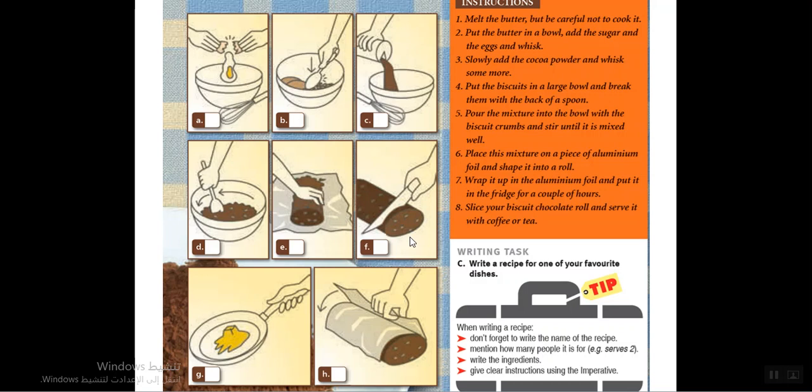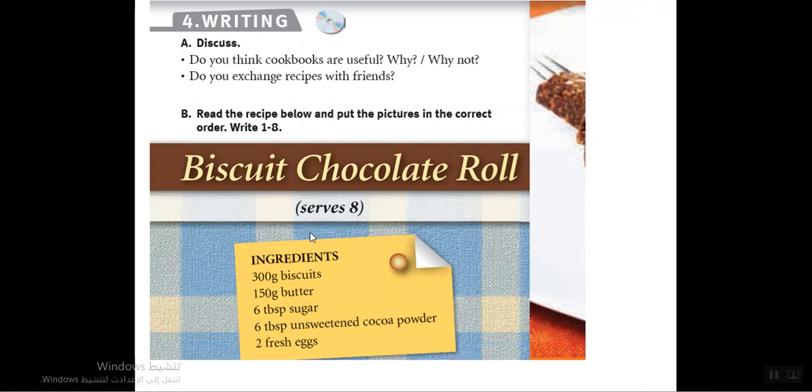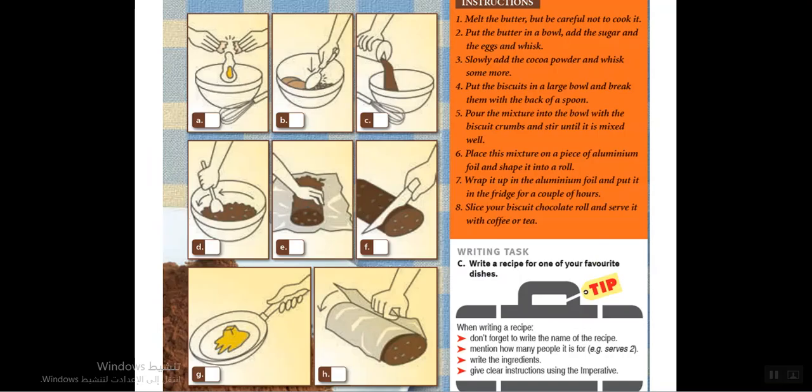Now, of course, you know what you're going to write. You're going to write a recipe. But as you know, I know your skills in writing. So please, I need you to write the recipe by yourself. You're going to write the ingredients, the things that you're going to need. Any recipe you can write, and then you're going to write the instructions.